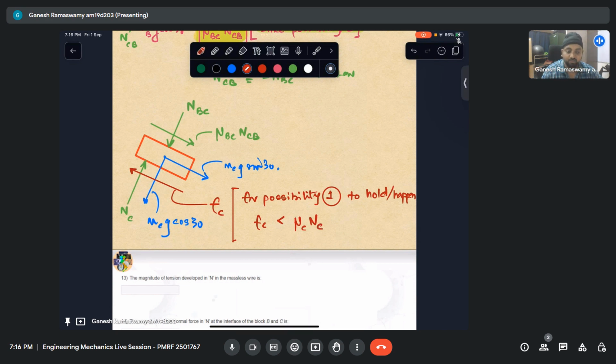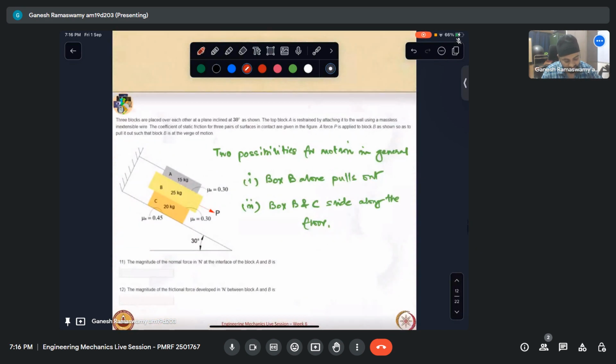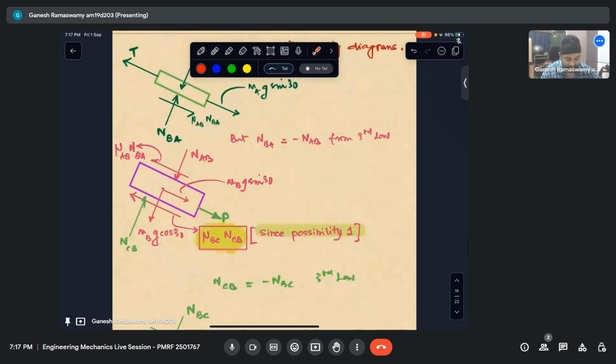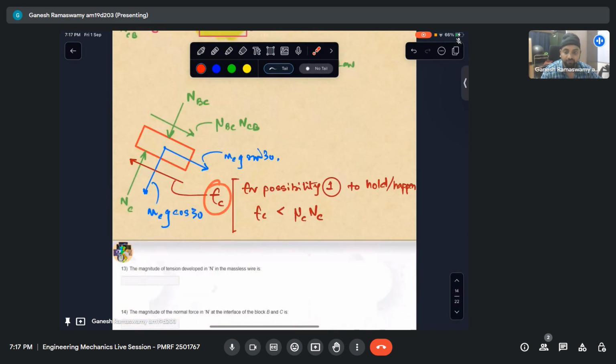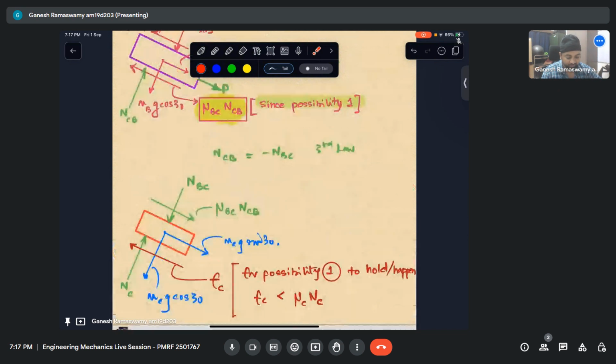This mu C, I was just thinking about what subscript to put, into the total normal force here, that is the maximum friction that can be mobilized at this interface. If that mobilized friction is greater than what is coming out as the value of F, then that implies that the third box C is indeed at rest. And our possibility 1 is the motion that will happen, meaning box B only will pull out.